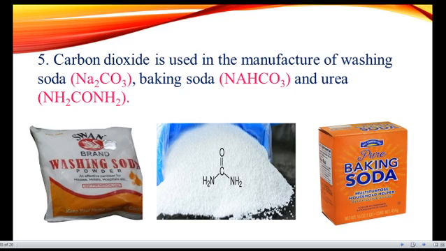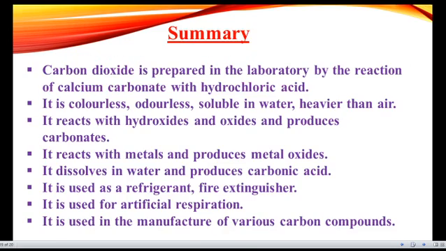Okay children, so that's about the uses of carbon dioxide. Now I am going to summarize today's topic, whatever we have discussed. Now we have learnt about carbon dioxide. How it is prepared: it is prepared in the laboratory by the reaction of calcium carbonate with hydrochloric acid. And we learned the properties of carbon dioxide. It is colorless, odorless, soluble in water, and heavier than air.